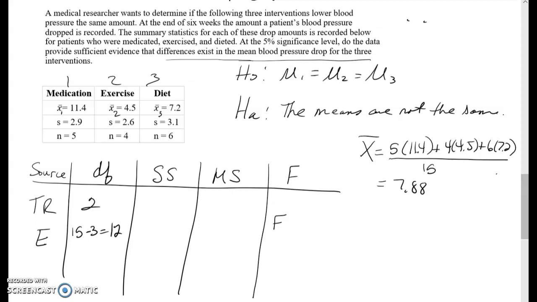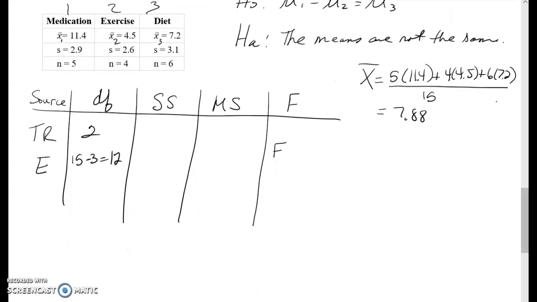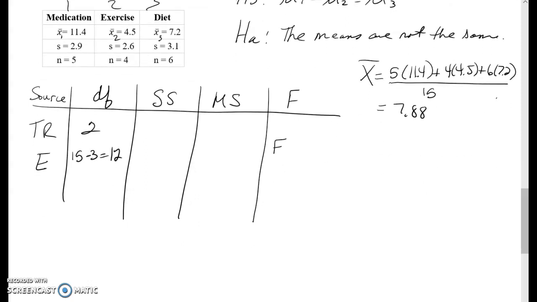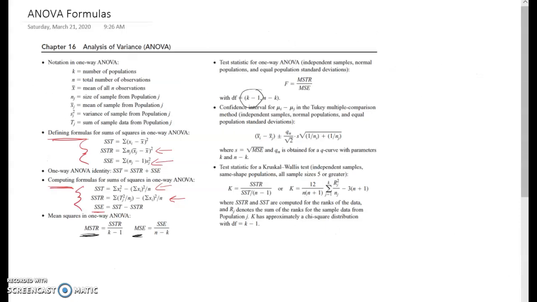Now, the biggest calculations you have to do are the treatment sum of squares and the error sum of squares. So we're going to do that. I'm going to scroll this up and we're going to complete those down here. So for the treatment sum of squares, again, go to your formula sheet. We are going to use the defining formulas for SSTR and SSE.